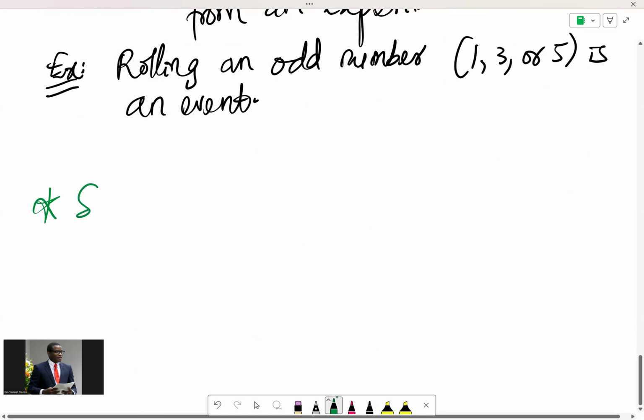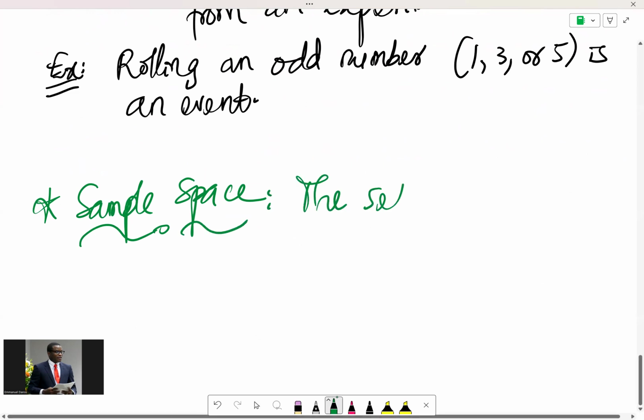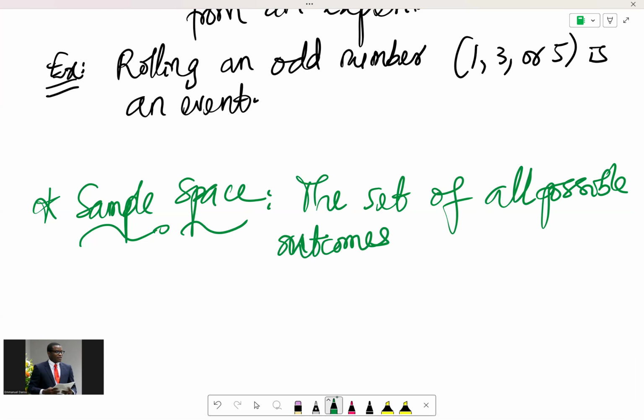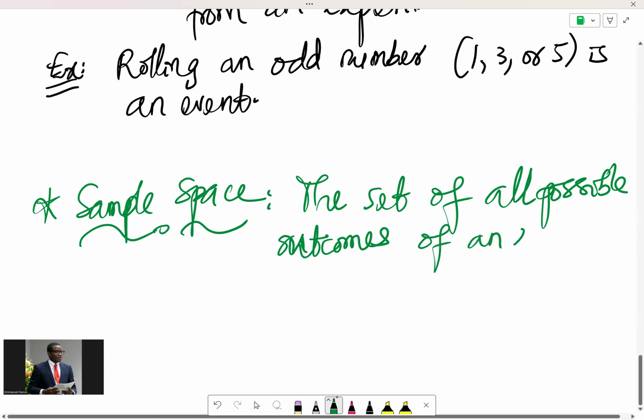Sample space. A sample space is the set of all possible outcomes. And this is really important. Under set theory, we already got a glimpse of what a sample space can look like. So the set of all possible outcomes of an experiment is a sample space.